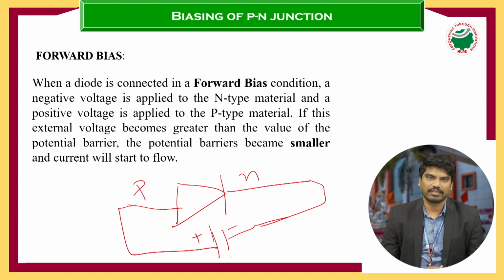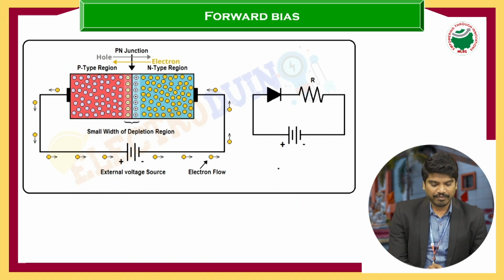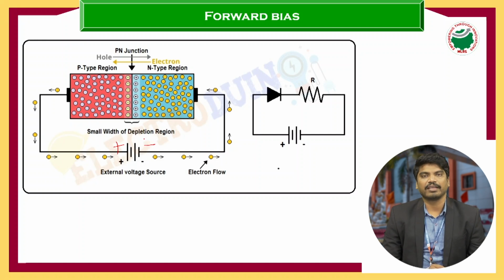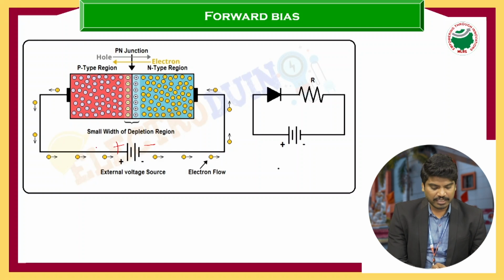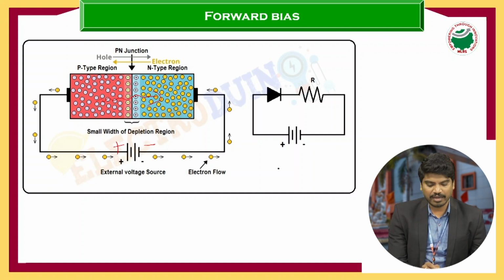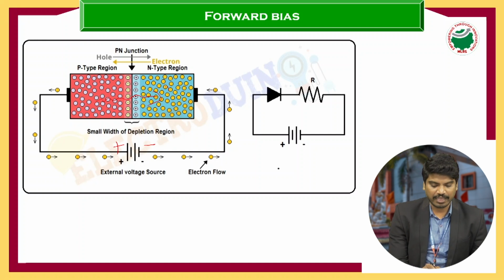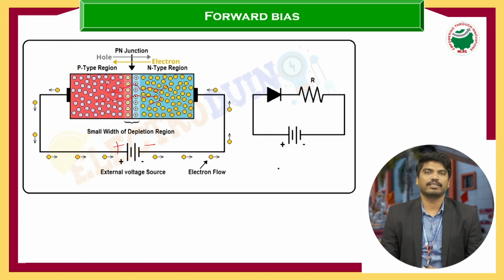of the PN junction. When we connect like this, what happened? That we will see now. You can see here, when we connect like this, P type is connected to the positive and N type is connected to the negative of the battery. We all know that same charges will be repelled. That means this positive charge pushes the holes from the P side to the N side, and this negative charge pushes the electrons from the N side to the P side.